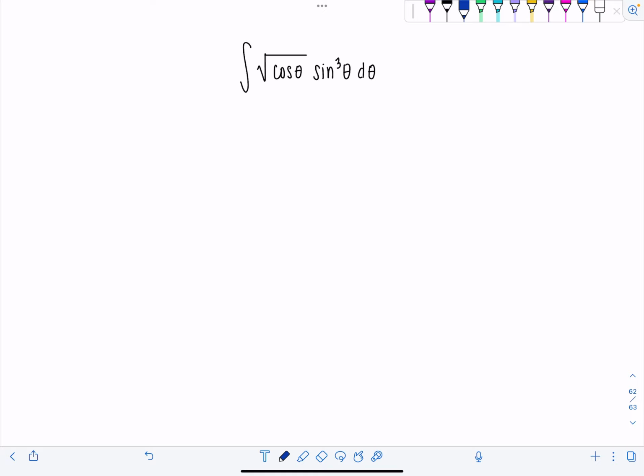We have the indefinite integral of the square root of cosine theta times sine cubed theta d theta. If you want to take a second to marinate on it, go ahead.